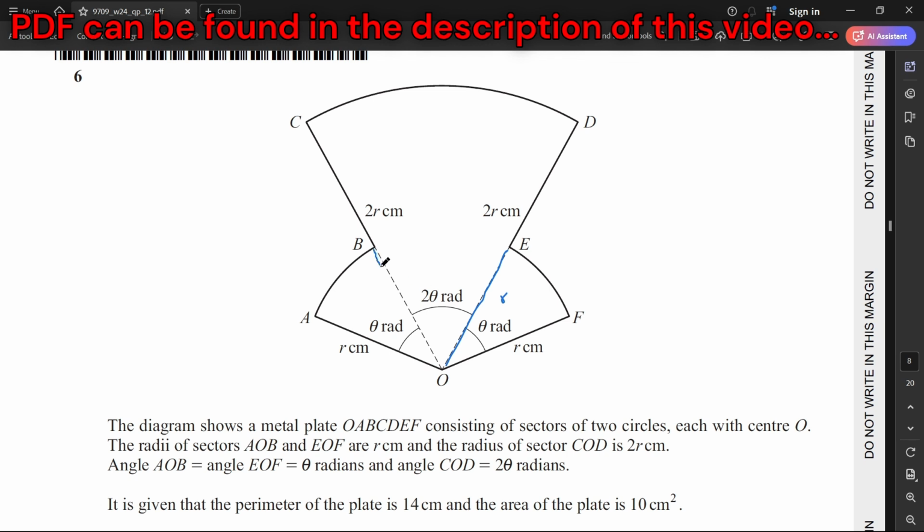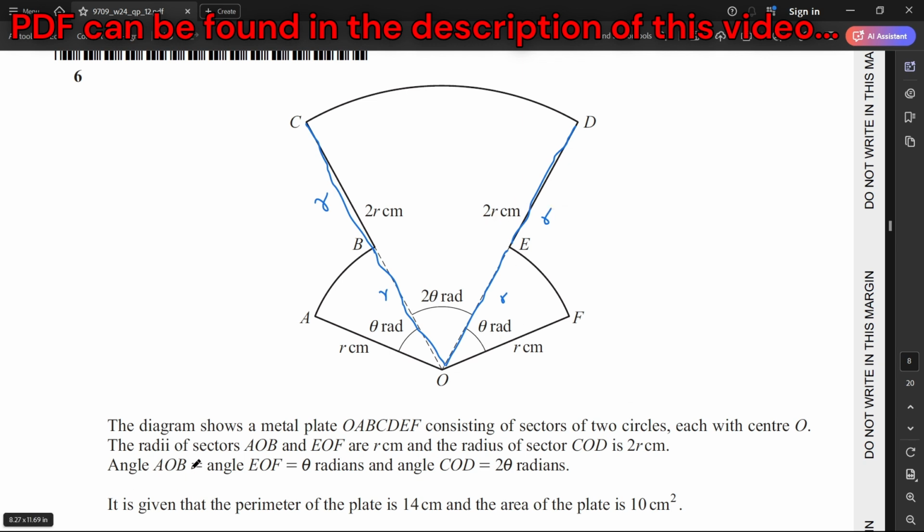I'll just mark it for the sake of marking the diagram. And the radius of the sector COD is 2R. So if this is R, and they mentioned this 2R, it is just a bit confusing. I'll just mention this as R as well, and this is R as well. So this R plus R makes it 2R.